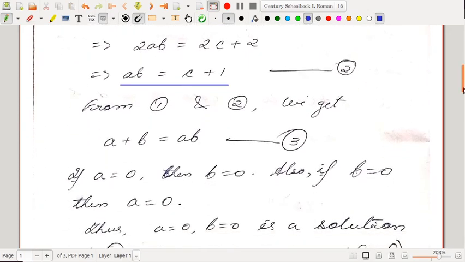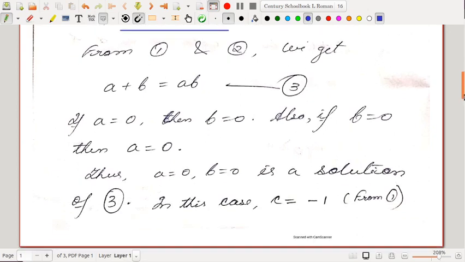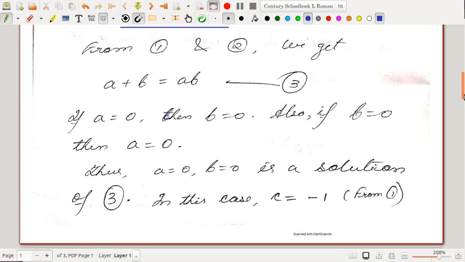Now we need to remember that a and b are integers. This makes our problem a little bit simpler. Say if a is 0, then from the third relation we get b has to be 0, and if b is 0, then a has to be 0. So a equal to 0, b equal to 0 is a solution, and any other solution will require that a and b should both be non-zero, because if one of them is 0, then the other will be 0 because of the third relation, a plus b equal to ab.